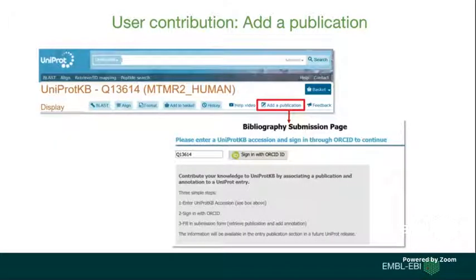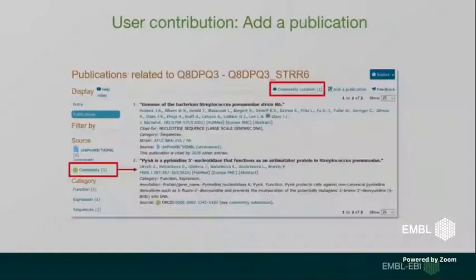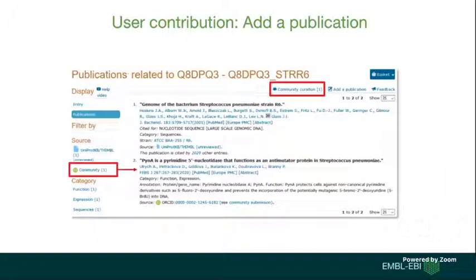Another way that the user community can help us curate entries in UniProt is by adding publications via our bibliography submission page. And here, users can add a paper. It doesn't need to be their own publication. It can be any type of publication that they find interesting, and so they can add the paper, but also provide some basic annotation extracted from this paper. And this will then be available in the publication page for the protein entry under the community curation.